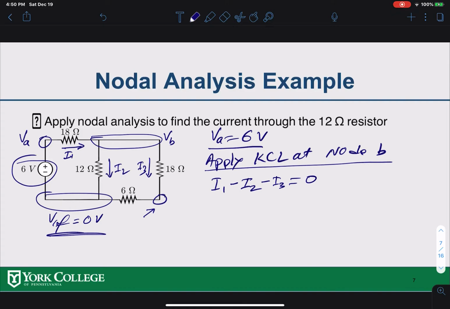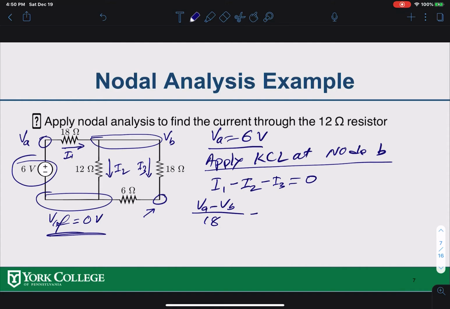Now, for the currents, I1 is between node A and node B. The current I1 goes through 18 ohms, so I need to know the voltage across the 18 ohms; dividing by the resistance gives you the current I1. So I1 is VA minus VB over 18. The voltage difference between A and B is across the 18 ohms, and voltage divided by resistance gives you the current. That's Ohm's law.